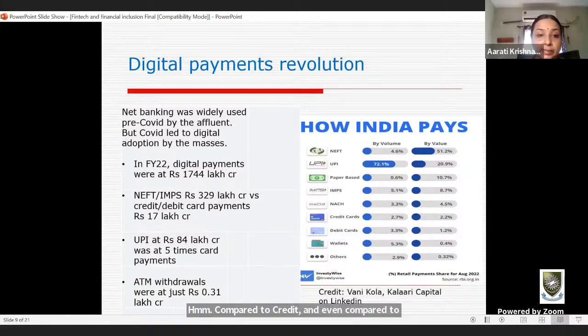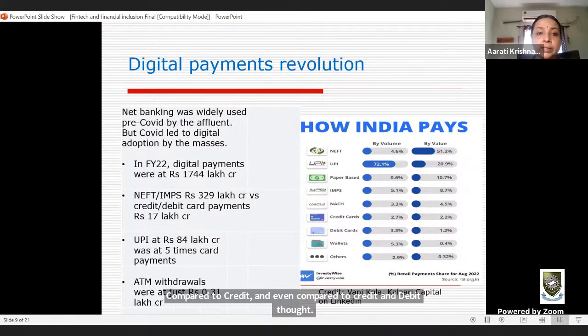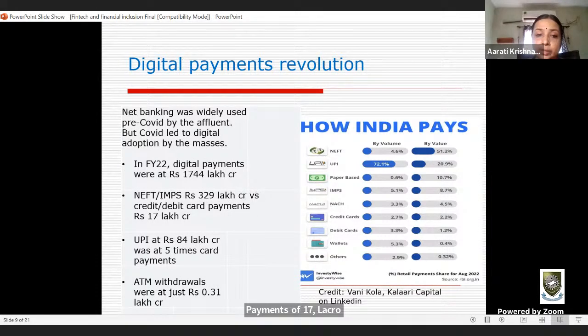compared to credit and debit card payments of 17 lakh crore, today NEFT, IMPS, UPI have become very, very big in usage. ATM withdrawals were just 0.31 lakh crore in FY22, but UPI payments were 84 lakh crore. So that much money was being transferred through UPI, and that many people have onboarded these digital payment systems.